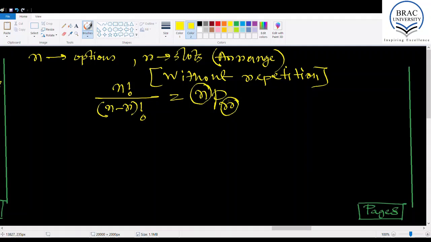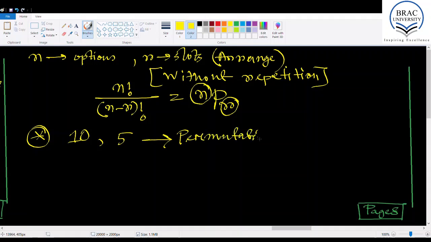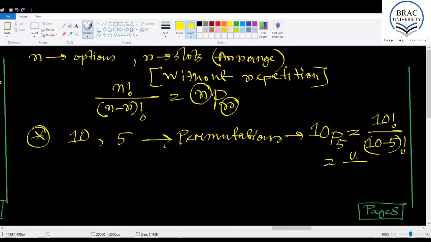Okay, so from this formula we can easily say that if there are 10 different elements and 5 different slots, then the total number of permutations would be 10P5, and from this formula we can say that this is equal to 10 factorial divided by 10 minus 5 factorial, that is 10 factorial divided by 5 factorial. Okay, as simple as that.